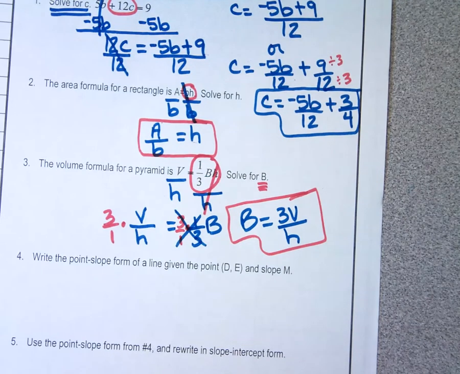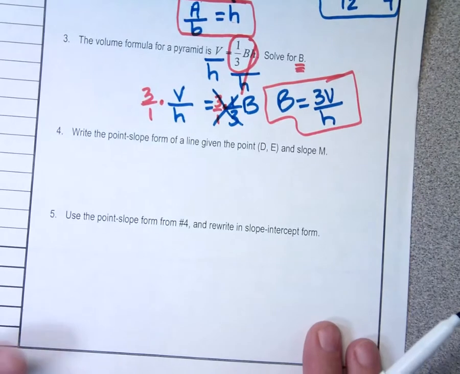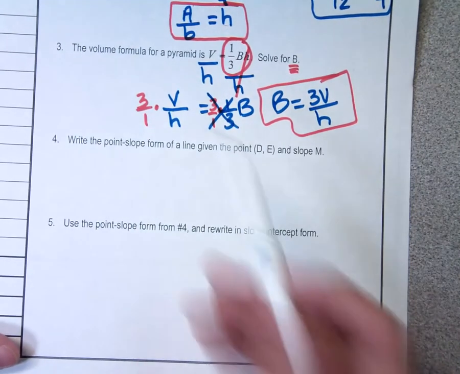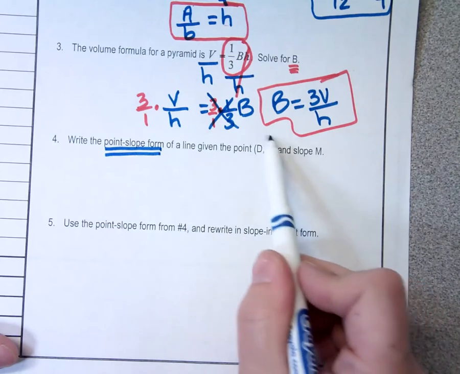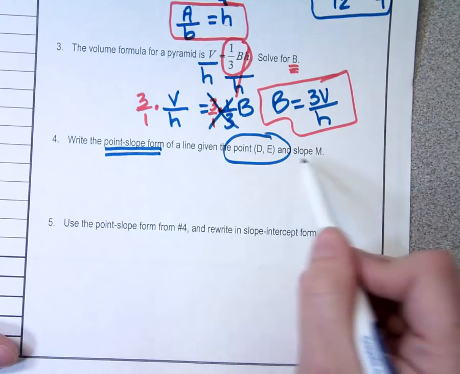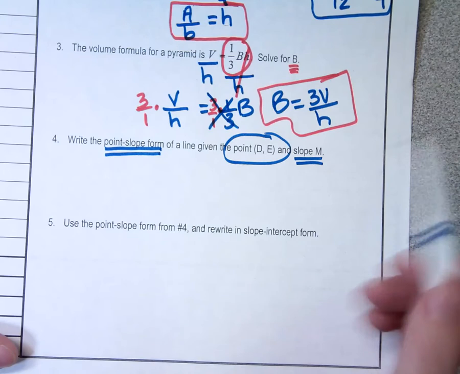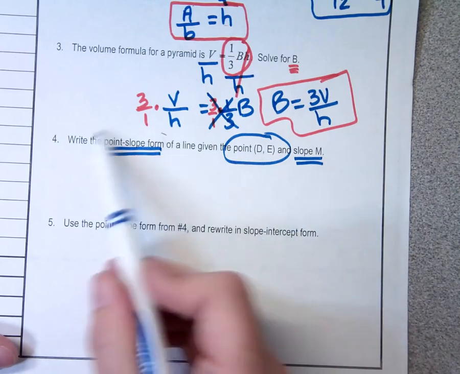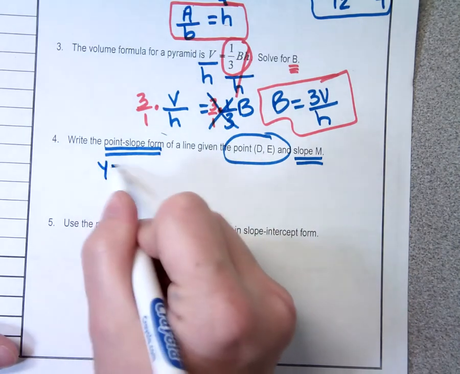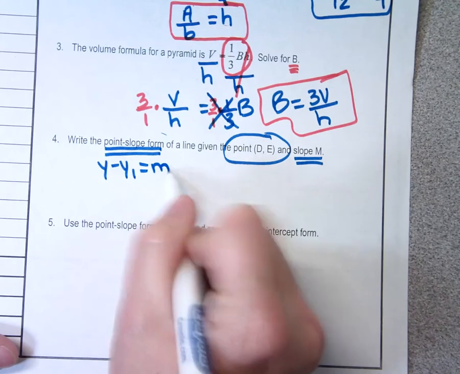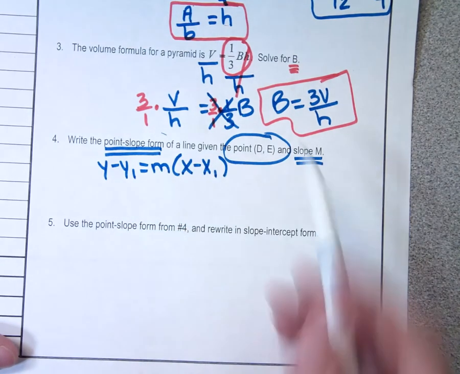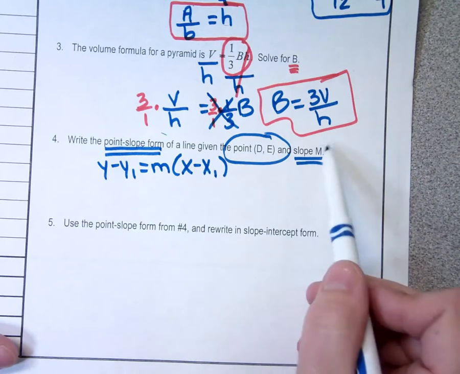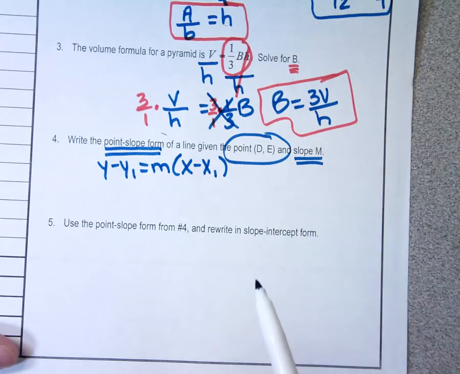What do you think so far? All right, number 4. This says, write the point-slope form of a line if you're given the point (D, E) and you're given the slope M. So I know anytime I'm given a point, I will start with point-slope form. y minus y1 equals m times x minus x1. And since they gave me the point and they gave me the slope, I'm ready to go.